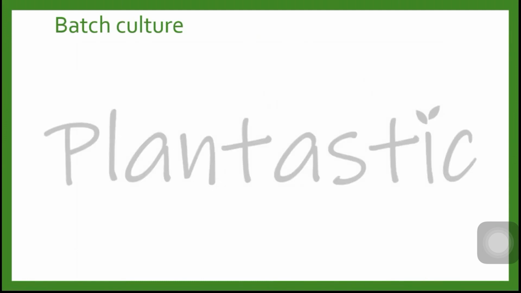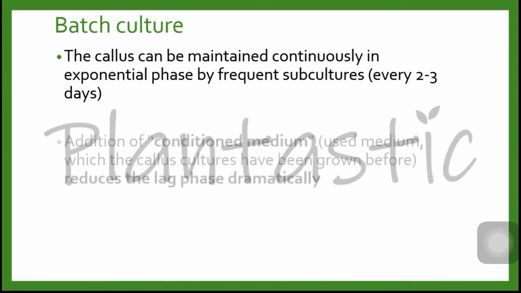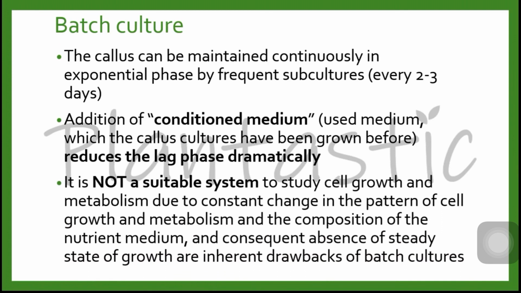For batch culture, the callus can be maintained continuously in exponential phase by frequent subculture, which is about every 2 to 3 days. Addition of conditioned medium, the used medium in which the callus culture had been grown before, reduces the lag phase dramatically. Therefore, it is not a suitable system to study the cell growth and metabolism due to the constant change in the pattern of cell growth and metabolism, and also the composition of the nutrient medium, as well as the consequent absence of steady state of growth, which are inherent drawbacks of the batch culture.